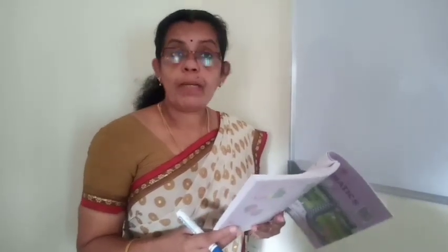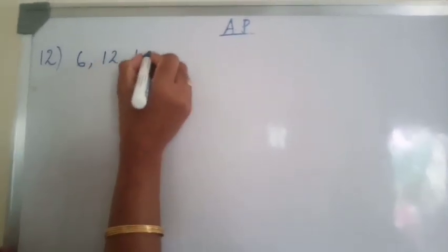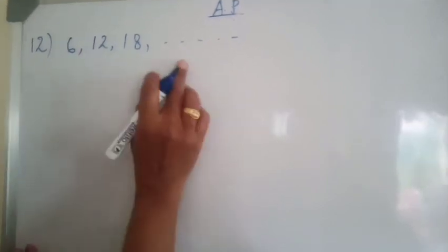Next question is, find the sum of first 40 positive integers divisible by 6. Which are the numbers divisible by 6? So we have to write the multiples of 6. So the numbers are 6, 12, 18, etc. This is the AP of numbers divisible by 6.